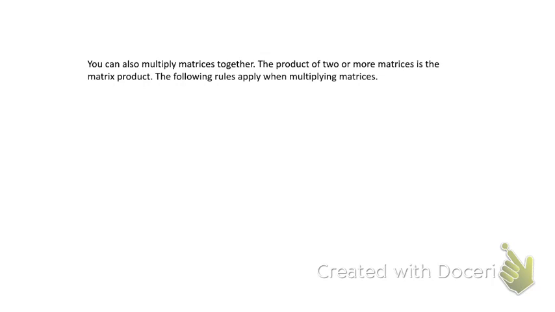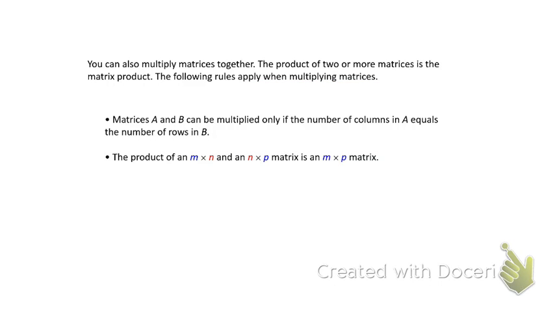And the last thing we're going to look at is multiplying the matrices. We are not actually going to multiply them on the video. We are just going to look at the possibilities of when we can and can't multiply them. We have rules that apply when we multiply matrices. And here they are.